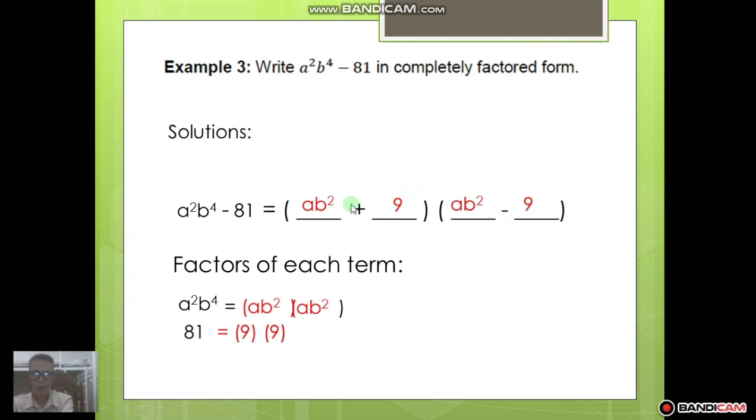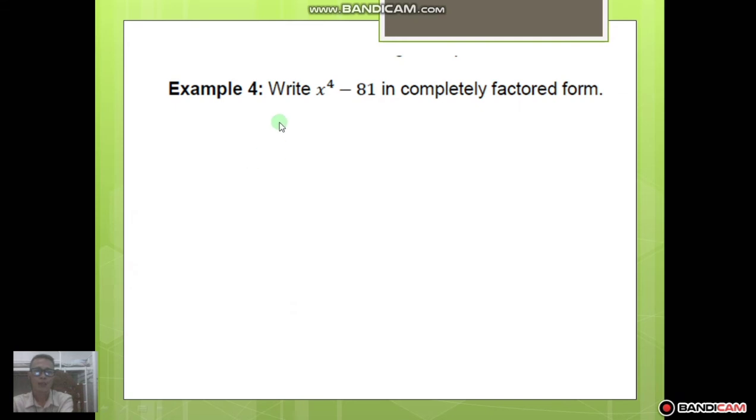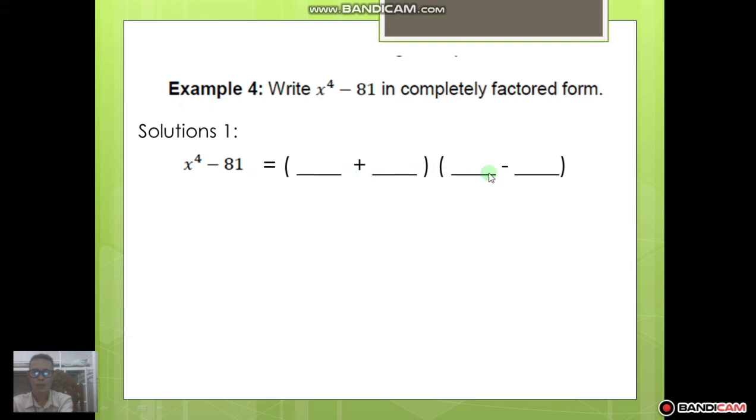So this can no longer be factored, so that means this is the complete factored form of this given expression. Next, write x raised to 4 minus 81 in completely factored form. Let me show you the solution. It's number 1. We have two solutions in this case. This is the expression. We will do the same. Two blank parentheses with different operations, addition and subtraction.